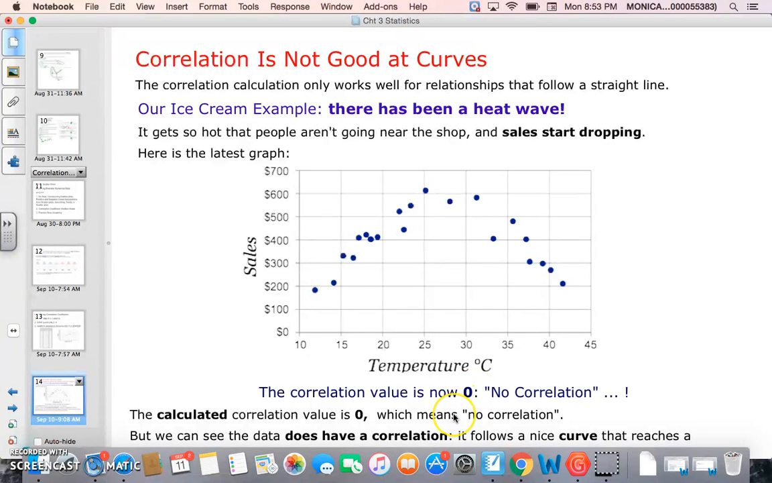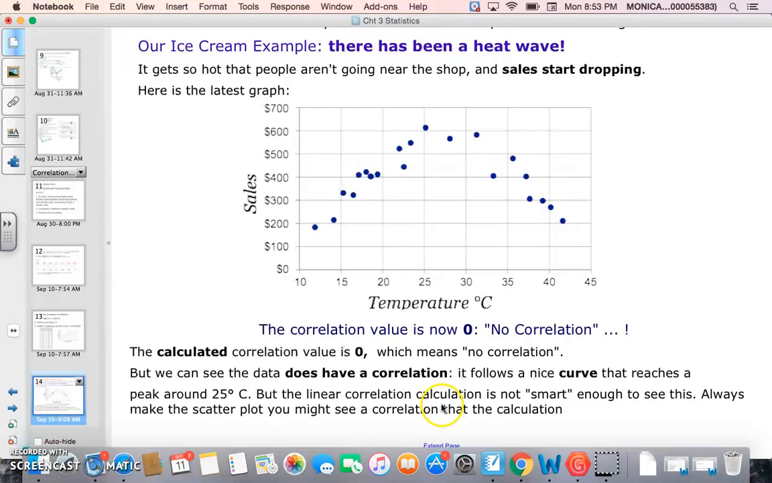So if you did put it in, that means there is no correlation, but you can actually see that there is a correlation. It follows a very nice curve. You can see that right here. It almost looks like the normal curve that we talked about in the last unit. And we can see definitely that there's a peak right here around 25. But the linear correlation calculation that we use to calculate the correlation coefficient is just not smart enough to see this.